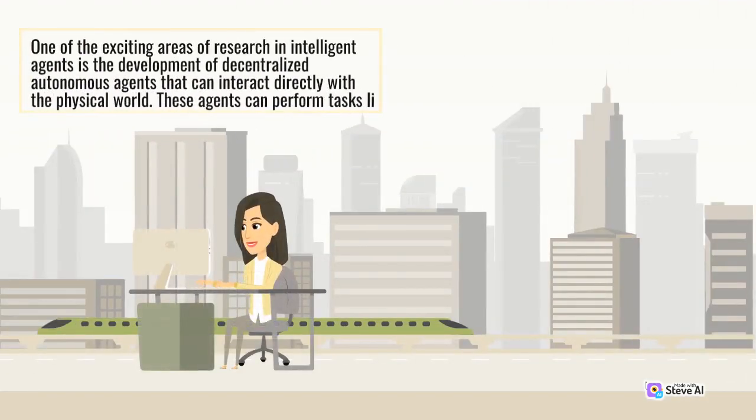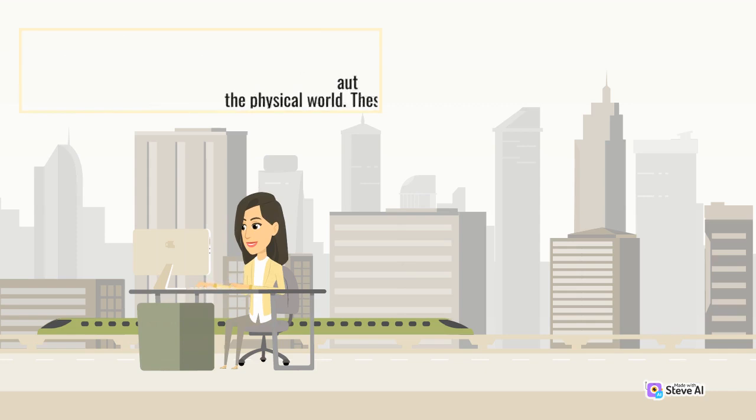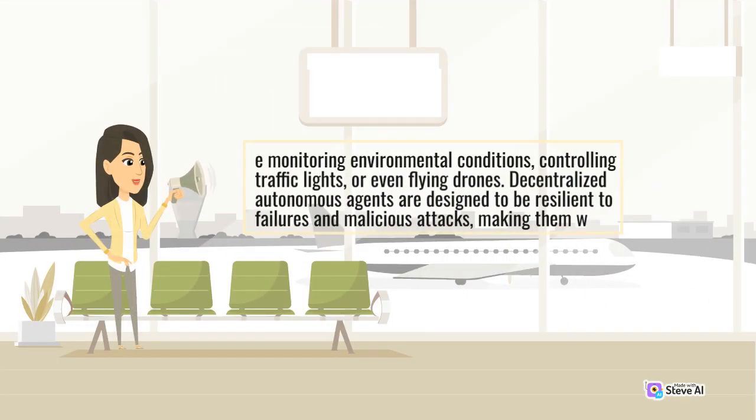One of the exciting areas of research in intelligent agents is the development of decentralized autonomous agents that can interact directly with the physical world. These agents can perform tasks like monitoring environmental conditions, controlling traffic lights, or even flying drones.